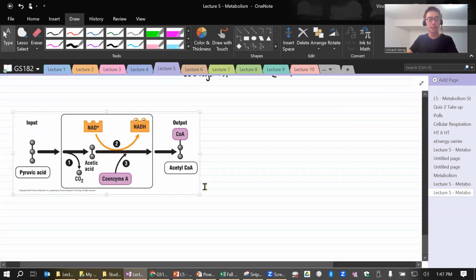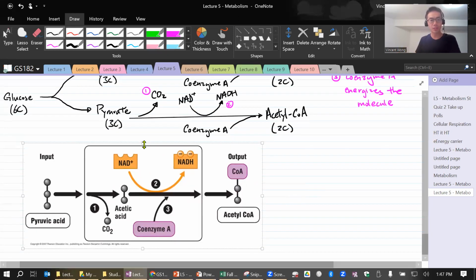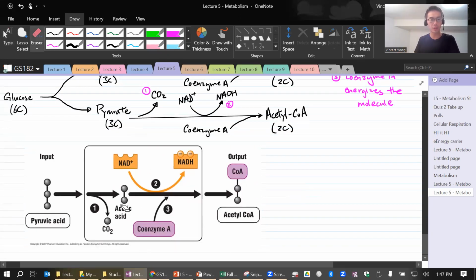So that's the professional drawing. And there is some other intermediate here called acetic acid. Never mind that. You don't really have to know that. But same thing: remove the carbon dioxide, pick up the electrons, add the coenzyme A to charge it up, and then we end up having the coenzyme A with 2 carbons in it. We call this acetyl-CoA.